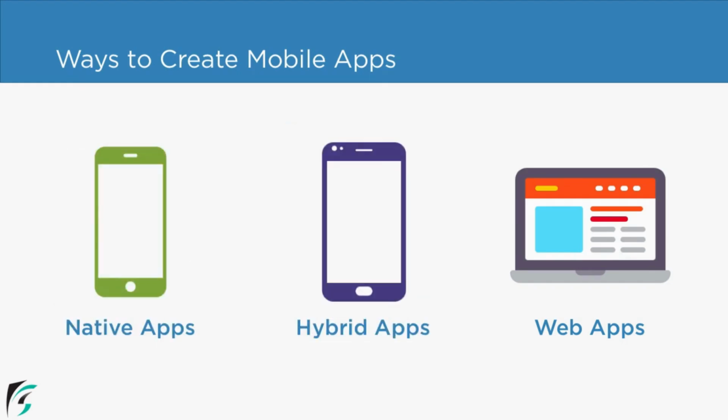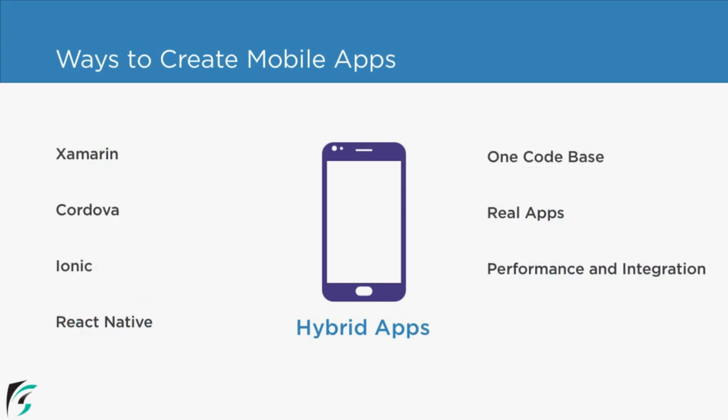Now moving on to the next, we have hybrid applications. In the case of a hybrid application, we can develop it using one single code base. You can develop applications for both Android and iOS. These are the frameworks that can be used to develop hybrid applications, such as Xamarin, Cordova, Ionic, and React Native. And I'm pretty sure you have heard about these frameworks. But again, when it comes to advanced native features, these hybrid applications lag behind.